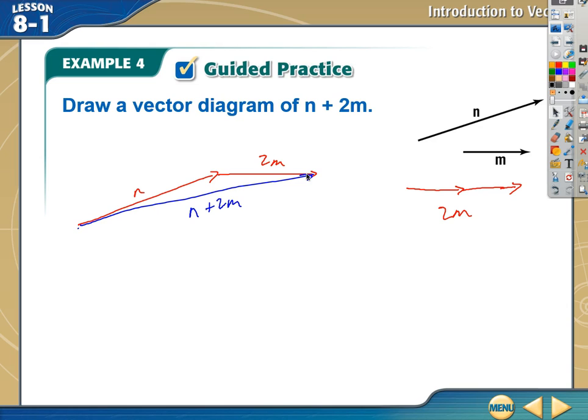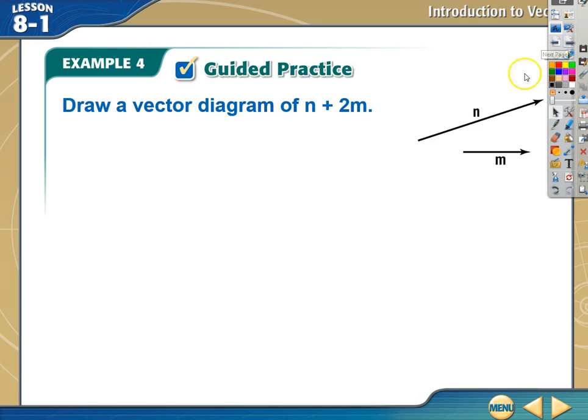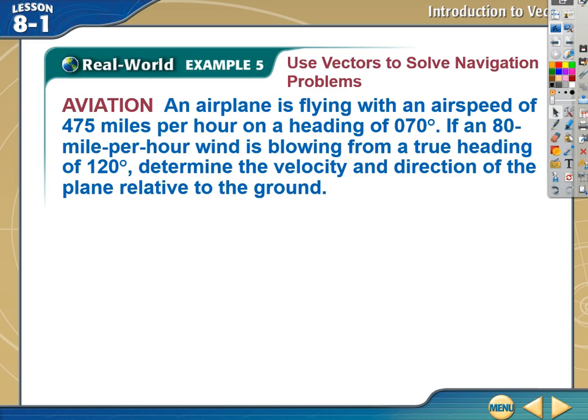So now comes the hard part. We do the applications. We got to do applications of this. So here we go. This is the bulk of where my conversation is going to be. This is just like what we did before. It says an airplane is flying with an airspeed of 475 miles per hour on a heading of 070 degrees. So again, I'm going to start drawing this out.